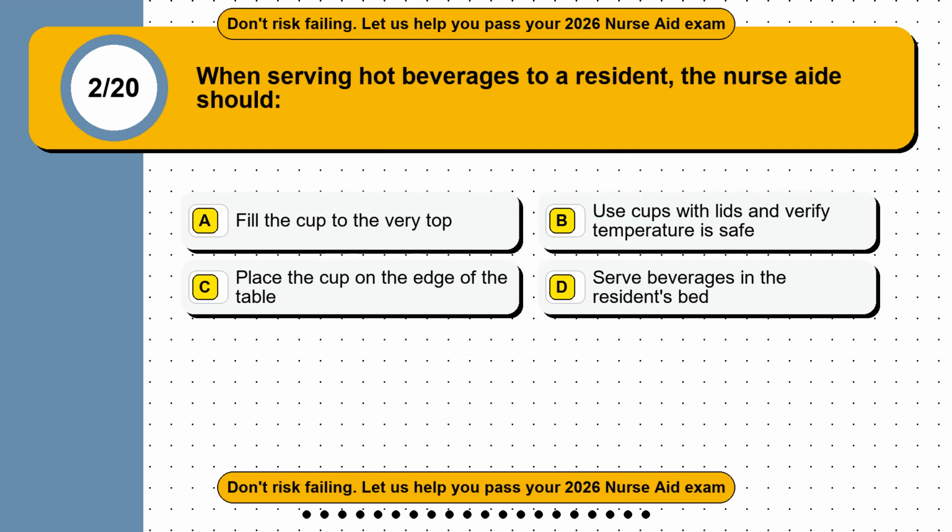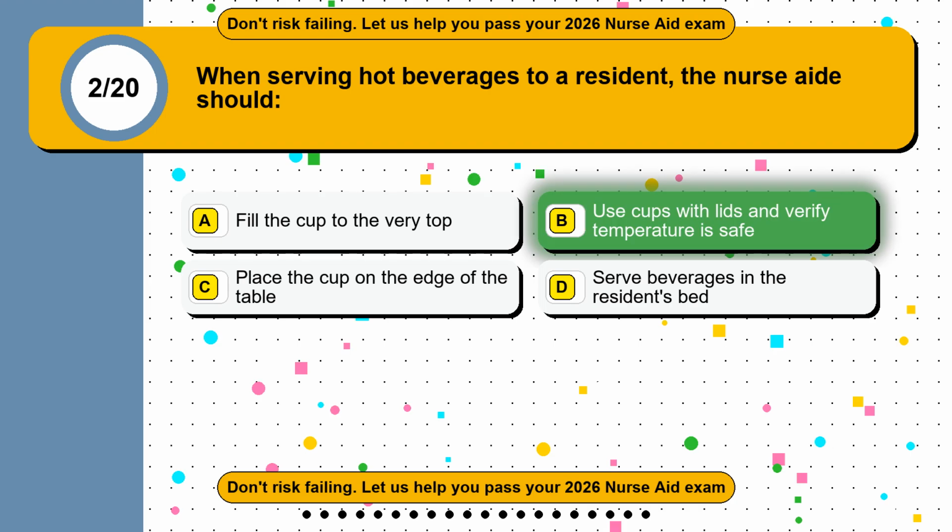Question 2. When serving hot beverages to a resident, the nurse aide should: Option A. Fill the cup to the very top. Option B. Use cups with lids and verify temperature is safe. Option C. Place the cup on the edge of the table. Option D. Serve beverages in the resident's bed. The correct answer is option B. Use cups with lids and verify temperature is safe.